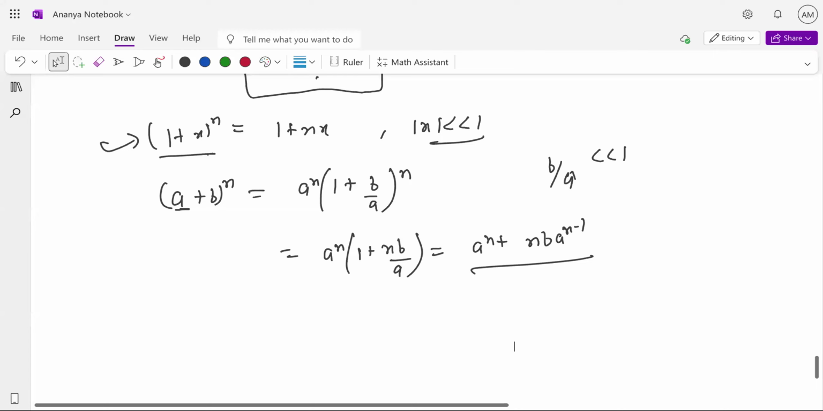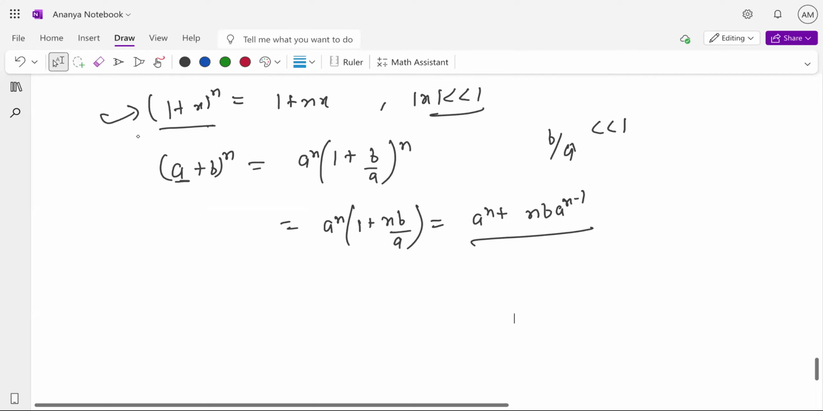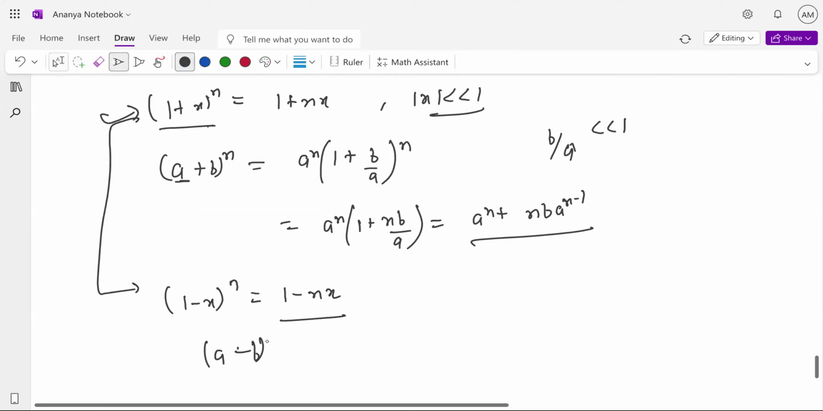Next, what can we think of? Any idea? In a similar fashion, we have another formula for 1 minus x. So from here also we will have a minus b to the power n. The result will come out as a^n common, 1 minus n b by a. Clear? Yes, sir.